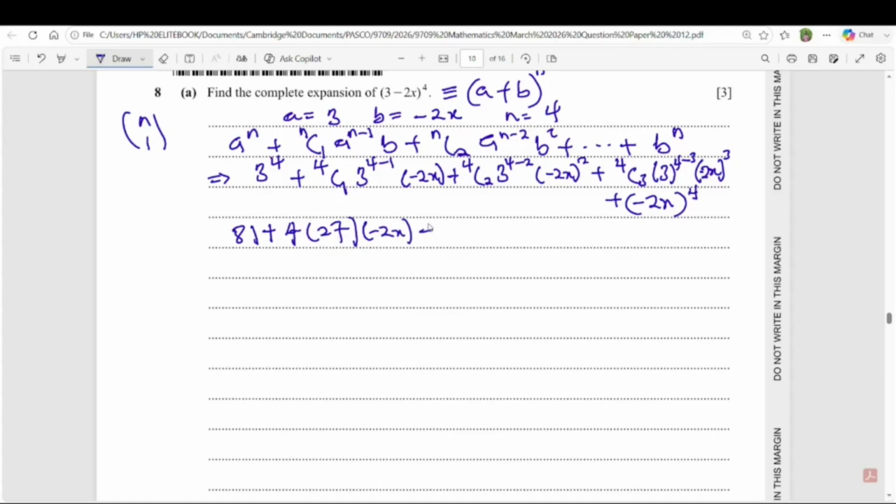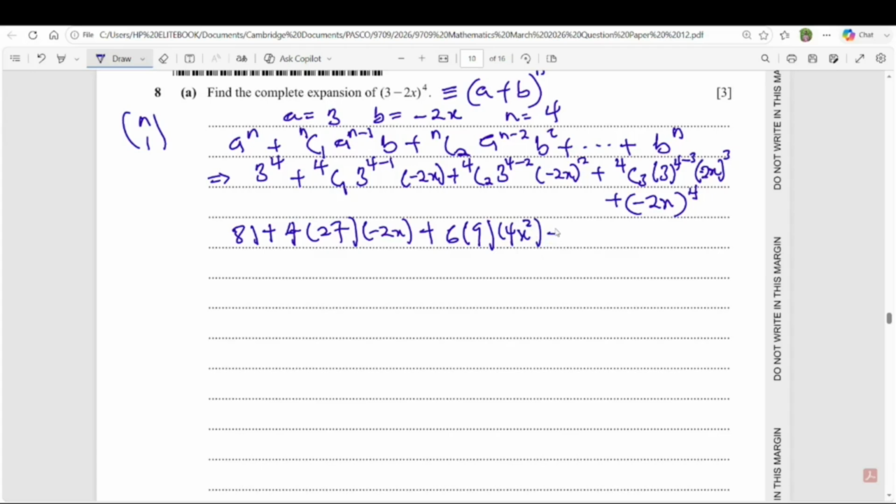Then next term, 4 combination 2 is 6. And then this is 3, and 4 minus 2 is 2. So 3 squared becomes 9. And then over here, negative 2x squared. So negative 2 squared is 4, and x squared over here.